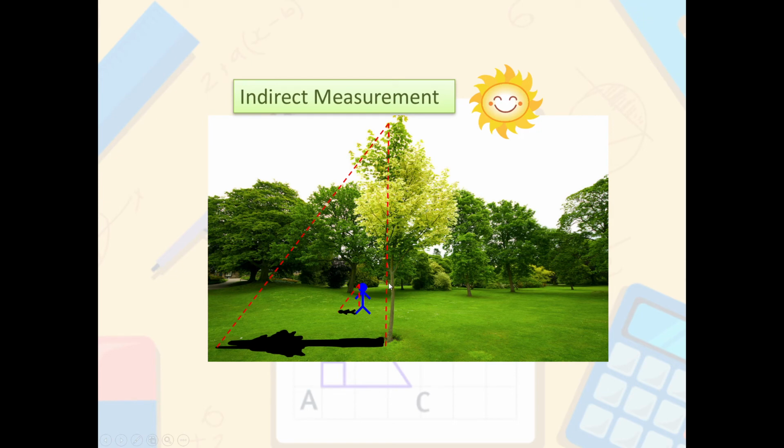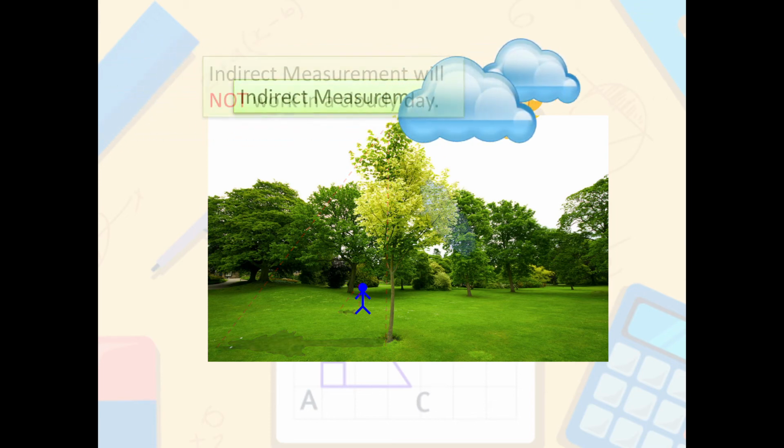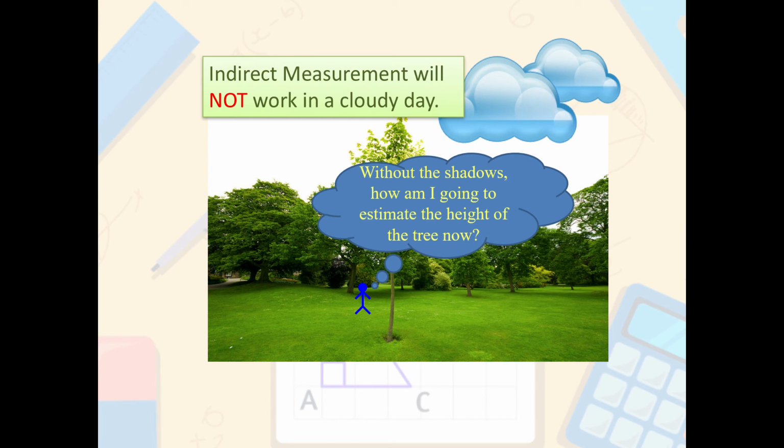Basically, that's the theorem. Okay, now what happens if you are standing there and it's not a sunny day? Now it's a cloudy day, which means there are no shadows. Then there's no way to form two triangles. So in this case, trigonometry kicks in to help you.